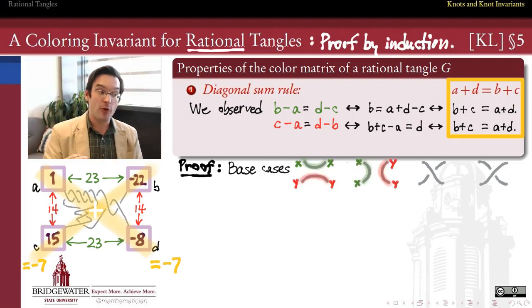This proof is going to have 4 base cases. The 2 empty tangles, the horizontal one and the vertical one, and then the 2 single twists, the positive twist and the negative twist. So let's verify the diagonal sum rule holds for each of these 4 base cases.